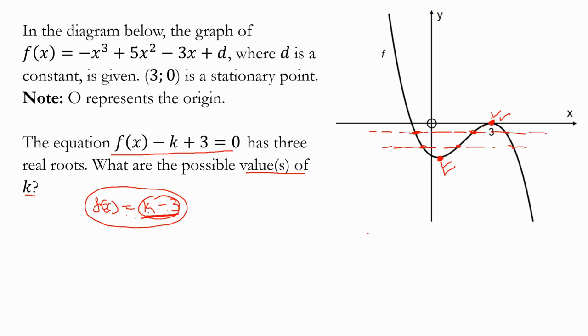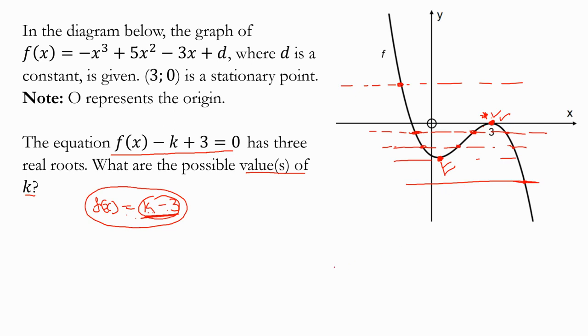But let's say they said the equation f of x is equal to k minus 3 has one real root. What are the possible values of k? If they said one real root, then we will know that this function k minus 3 must be above this point. Let me use a star now. Must be above this point like this. You see, that is one root there. Or below this point, which is one root there. You see that? But the other things maybe we'll discuss when we do the other packs. But now let's concentrate on this one.